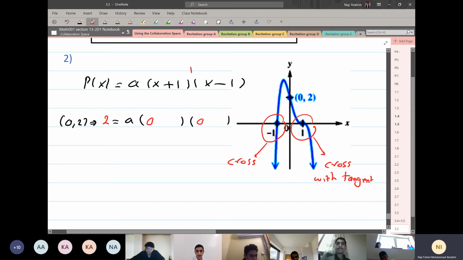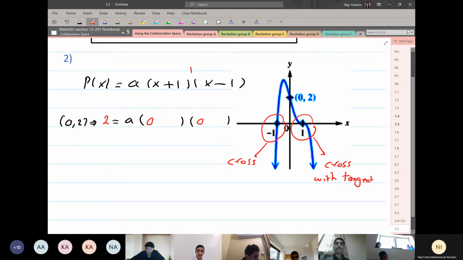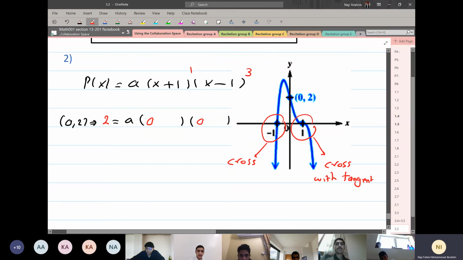Abdulaziz Al-Amri, can you help us? What's the power of the second bracket? What should I write? Power 1, power 2, power 3? Power 3. Can you tell us why? Because it's a cross with the tangent. And the question said to choose the least power.